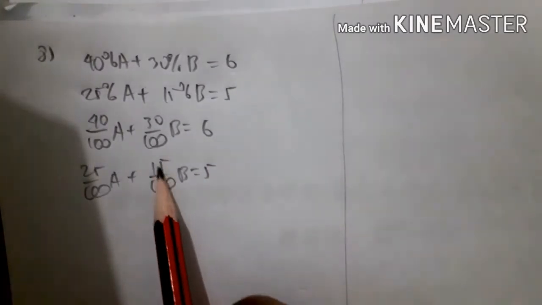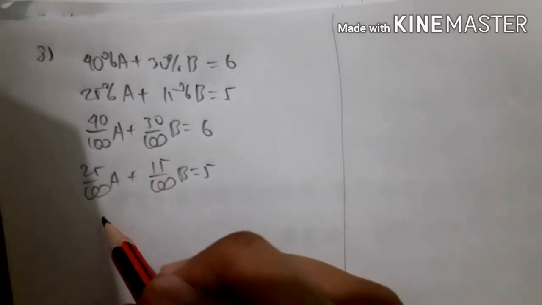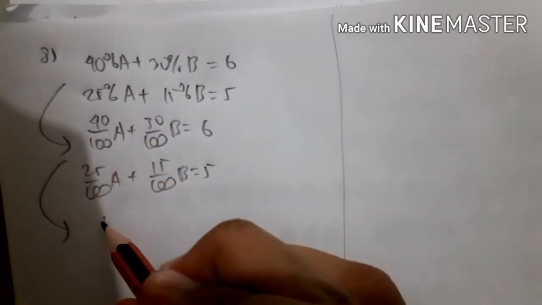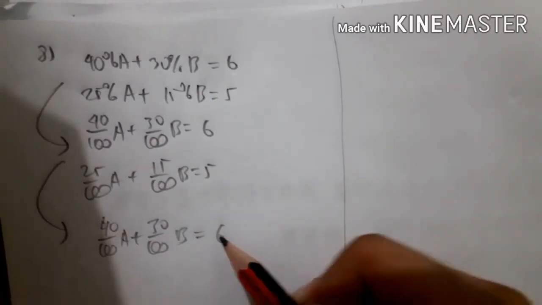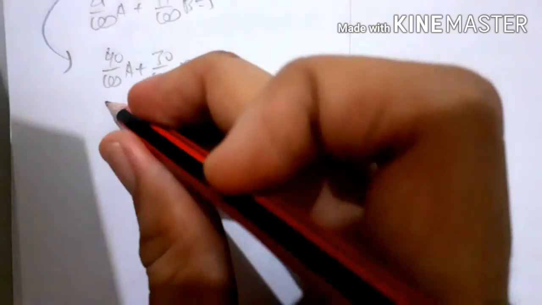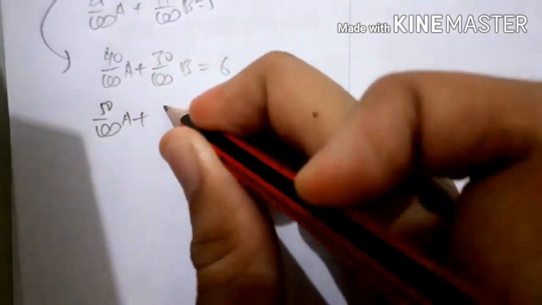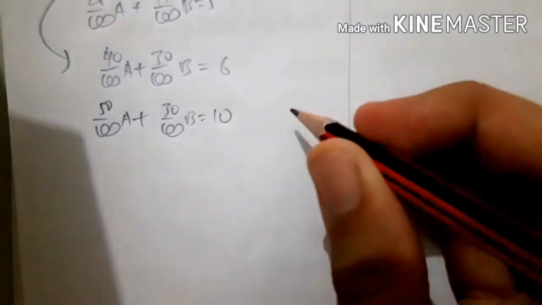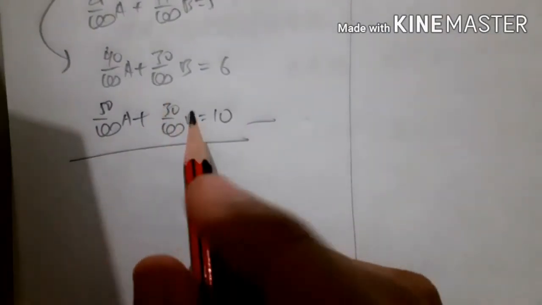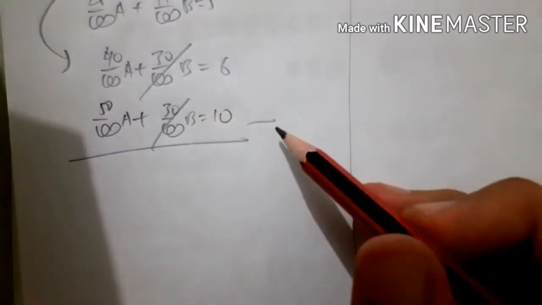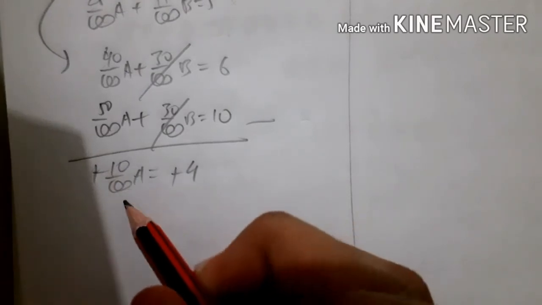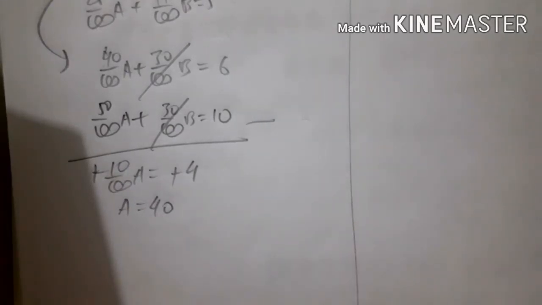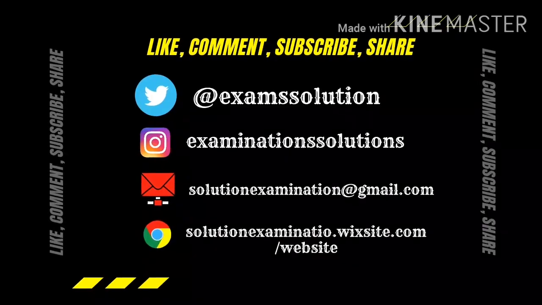Right? So that this becomes equal, we multiply it by 2. So 40 over 100 A plus 30 over 100 B equals 6, and then we multiply the second by 2, that is 50 over 100 A plus 30 over 100 B equals 10. That means we could subtract this, we could eliminate that, so this is crossed out, so minus 10 over 100 A equals minus 4. Now we got A is 40. And yeah, the answer is C.